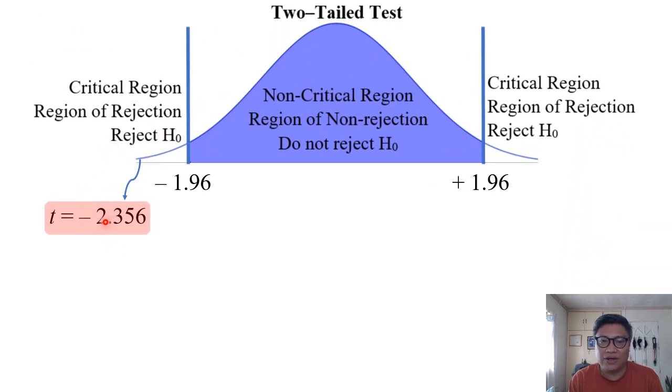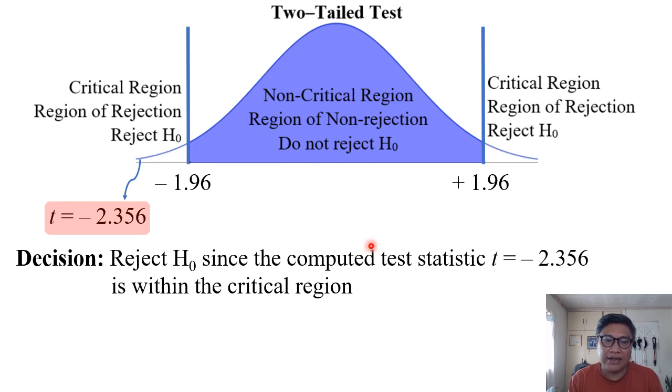So our t-value, class, is negative 2.356, which is somewhere here, which is less than the negative 1.96 as a critical value. So we can easily see our decision, class: because the t-value is negative 2.356, which is less than the negative 1.96, or it is within the critical region, we have to reject the null hypothesis because the computed value of t is within the critical region.